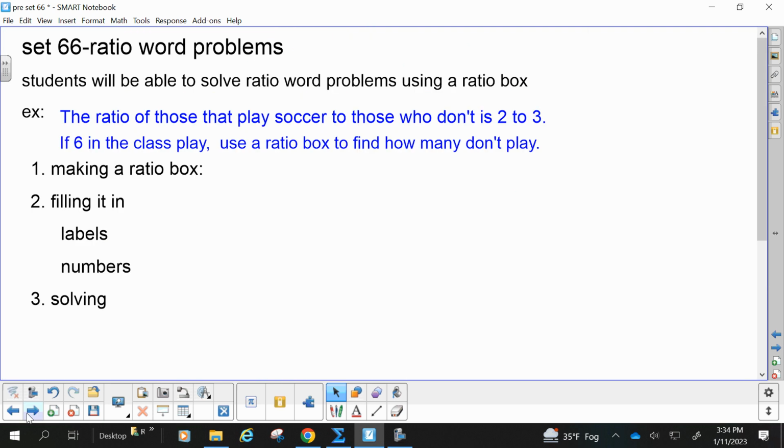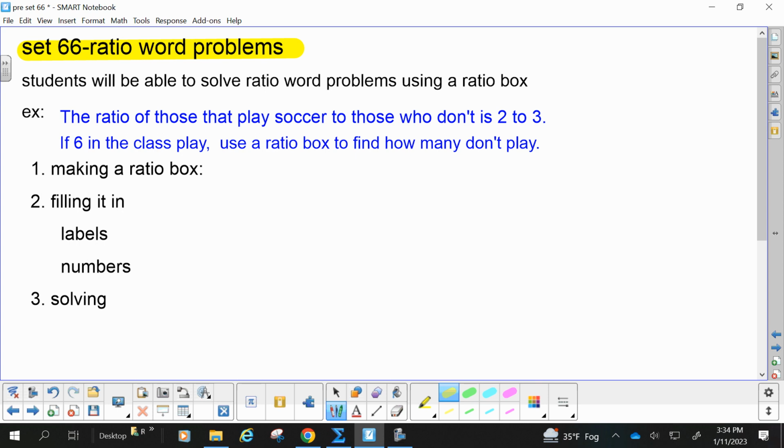Okay, here we go, kids. Are you ready? Ratio word problems. We're going to do ratio boxes again. If you were here last week for ratio boxes, this will actually be pretty easy. If I do my job, then by the end of this, you should be able to use a ratio box to solve a ratio problem or a proportion problem.